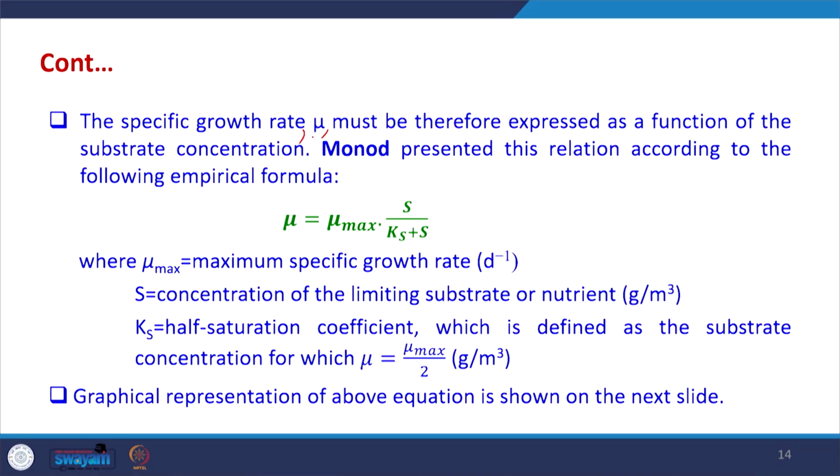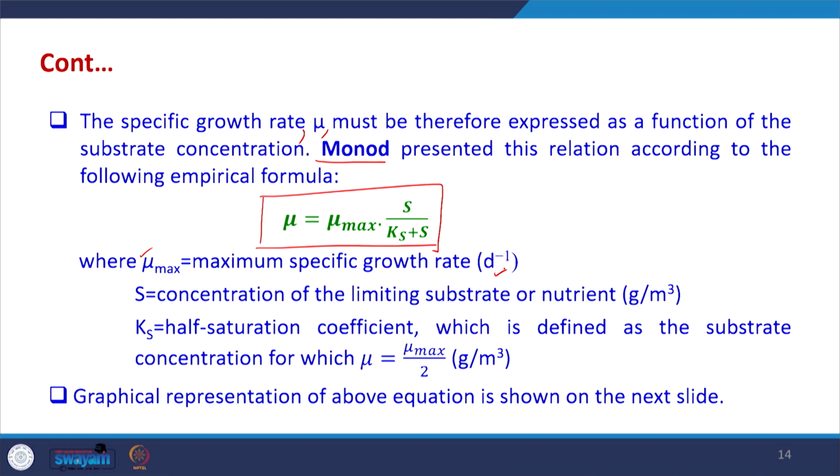So, under this condition the specific growth rate nu must therefore be expressed as a function of the substrate concentration. This was the idea, that nu should be a function of substrate concentration. So, Monod presented this relationship according to the following empirical equation, that nu is equal to nu max S upon Ks plus S. Here nu max is the maximum specific growth rate, and its unit is per unit time, here per day.